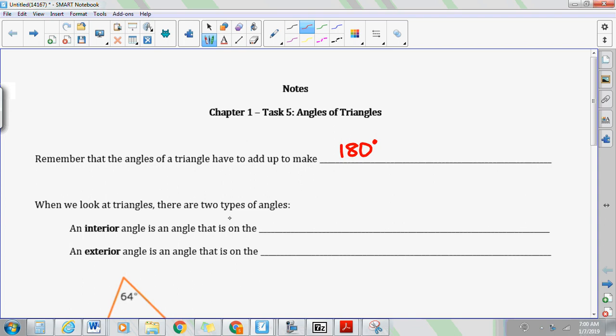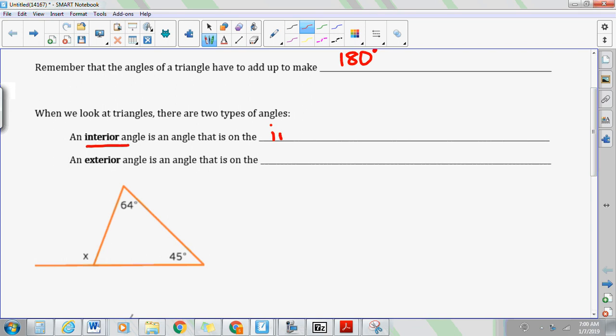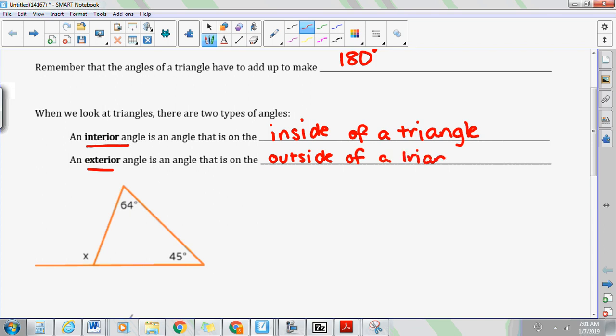When we look at triangles, there are two types of angles. An interior angle is an angle that is on the inside of a triangle. So if you look here, 64 is an interior angle, 45 is an interior angle. This guy, an exterior angle, is an angle that is on the outside of a triangle. So here, X would be an exterior angle because it's touching the triangle, but it's not inside of the triangle.